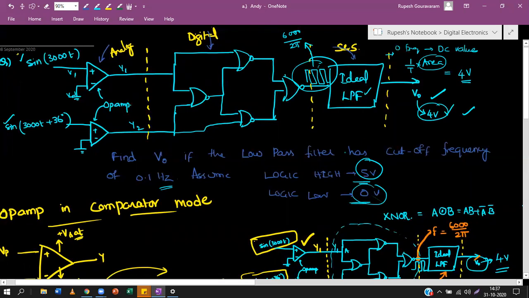Okay, so that is the end of this question. So in this question, we have learnt about op amp. We have learnt how an op amp works as a comparator, and we have learnt what this digital circuit is. This is an XNOR gate. How it is an XNOR gate, we have already seen, and we have seen what an ideal low pass filter is, what a practical low pass filter is, and we have seen what the DC value, or average value, or DC component of a signal is, and we have got a formula for that. What is that formula? 1 by T integration x of t dt within the time period T, and we have got that value as 4 volts.